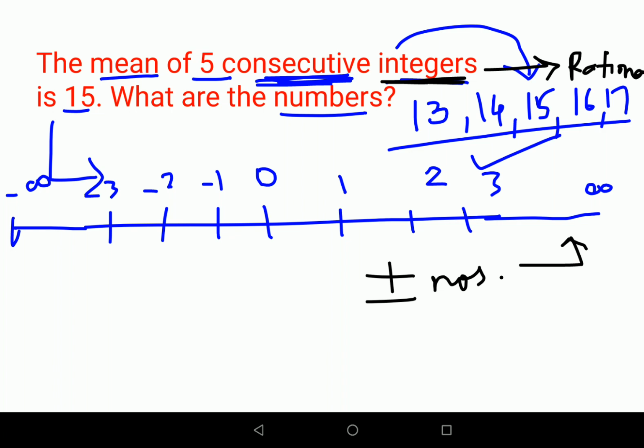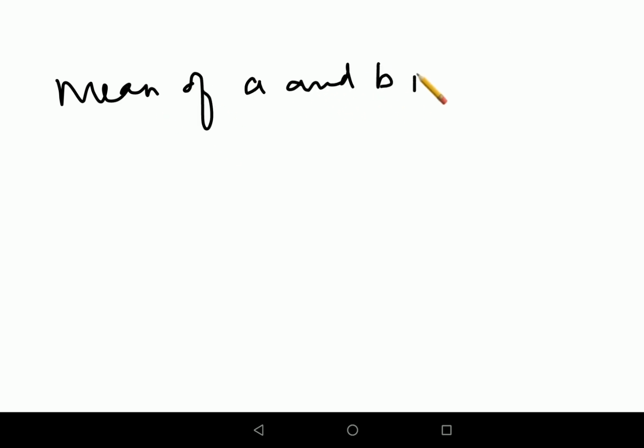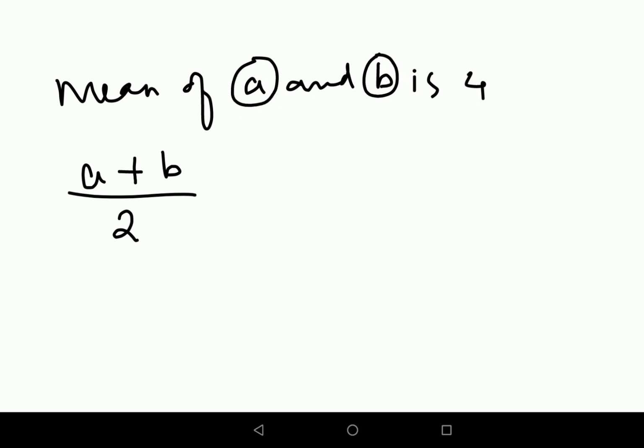Okay. So now let's come back to the next point of this question: what do you mean by mean? Mean is nothing but average. If I had said that the mean of A and B is 4, here you would say (A plus B) divided by 2 equals 4. Average is the sum of all the elements divided by the total number of elements. Here there are 2 elements, so we divide by 2, and this is equal to 4. This is the basic understanding of mean.